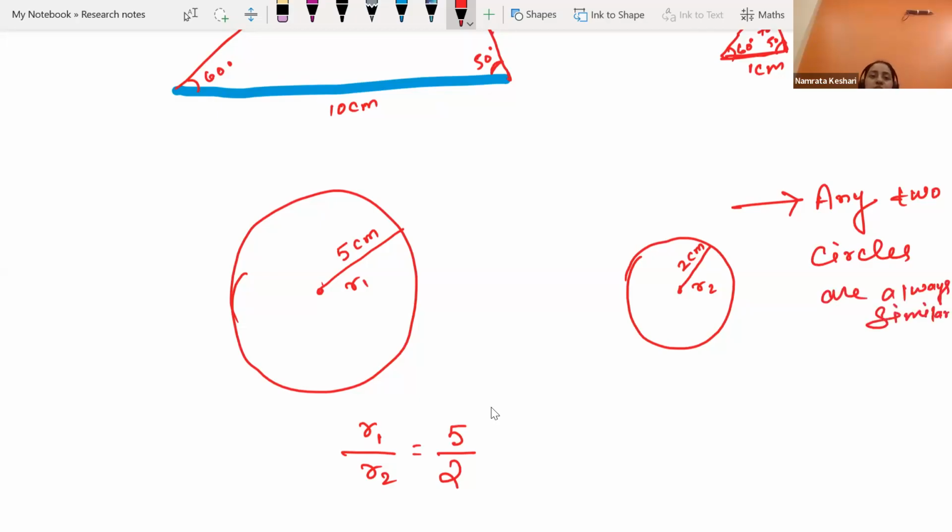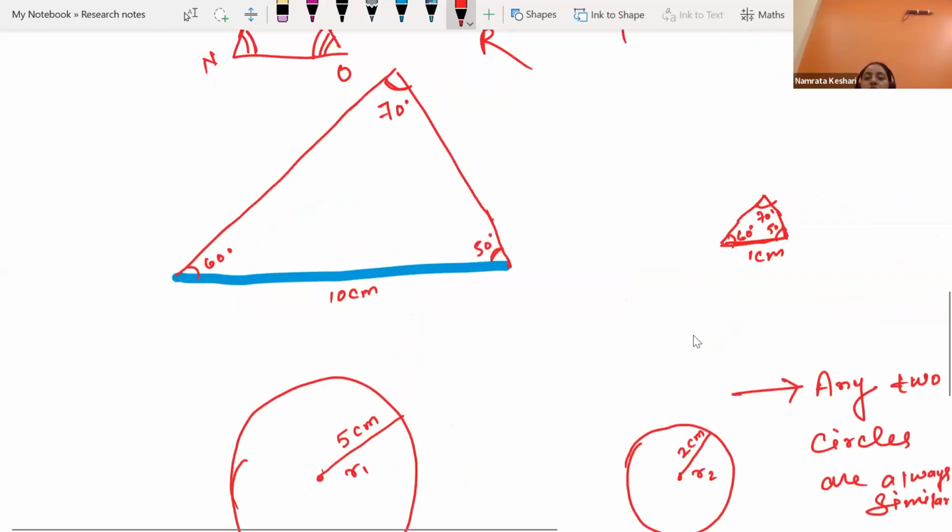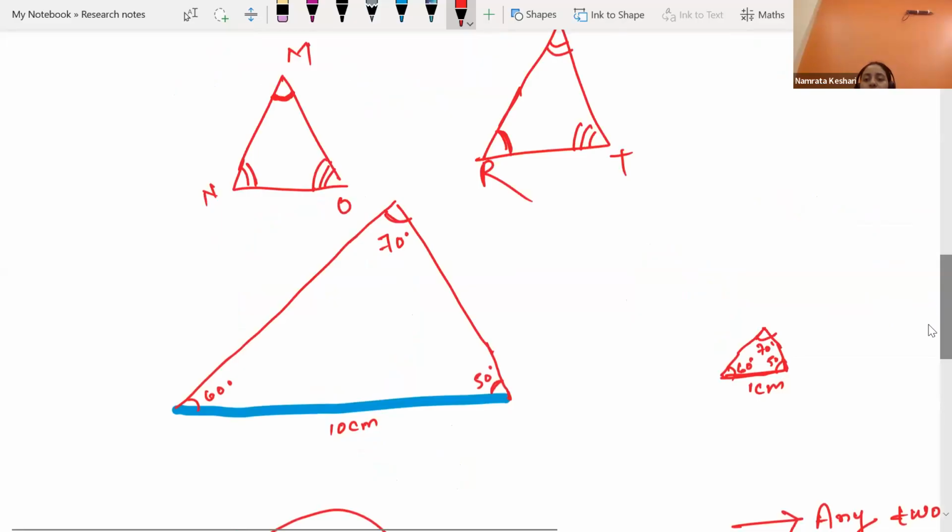Similarly, there are a few more figures which will always be similar, where we will not be able to compare the ratios and all. And one of the figures is the square.